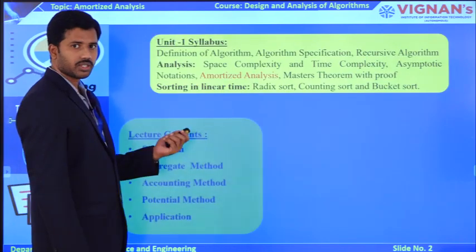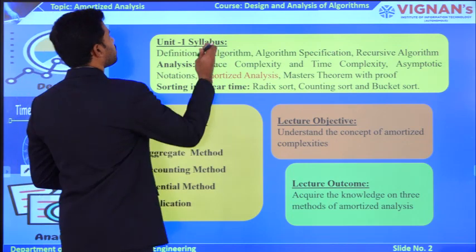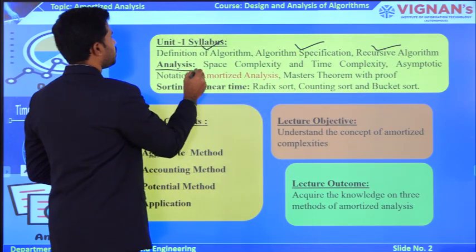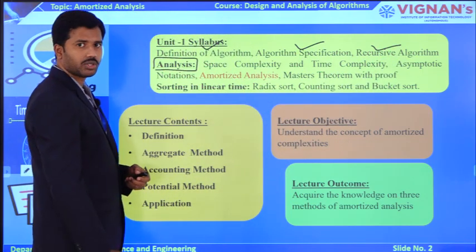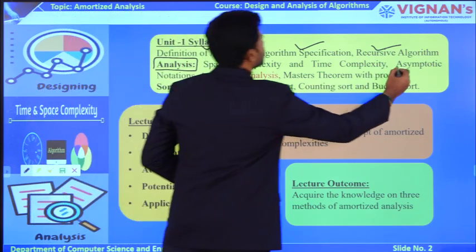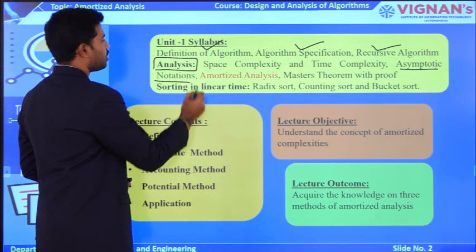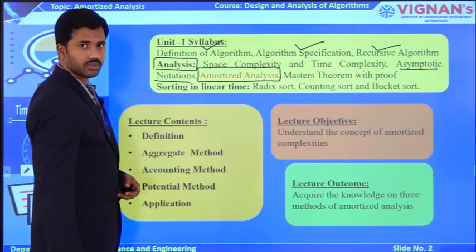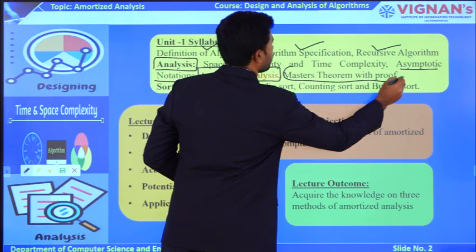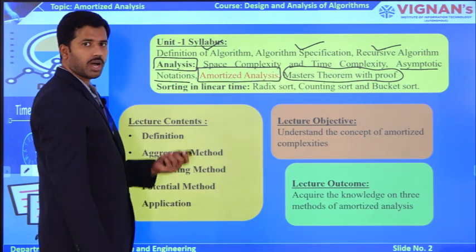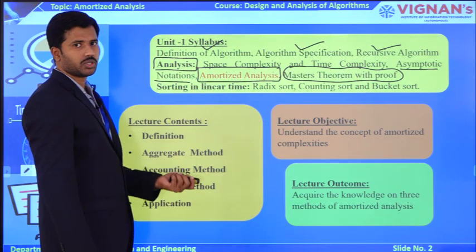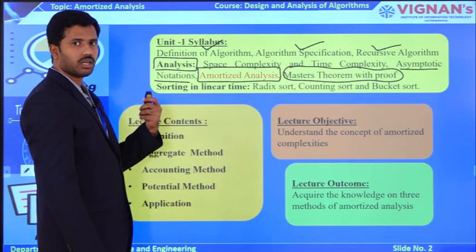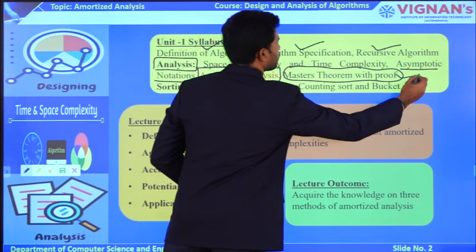So this is your unit 1 syllabus. Under unit 1, in the previous lectures we have completed the definition of an algorithm, pseudocode conventions, recursive algorithm, and analysis in terms of time complexity as well as space complexity. In the last lecture we discussed asymptotic notations. Now in the current lecture we are going to cover amortized analysis. As I said previously, this concept is covered under unit number 2. To understand the master theorem, you need knowledge of the substitution method. So after completing the substitution method in unit number 2, we'll come back to unit number 1 to complete this concept. Try to remember.